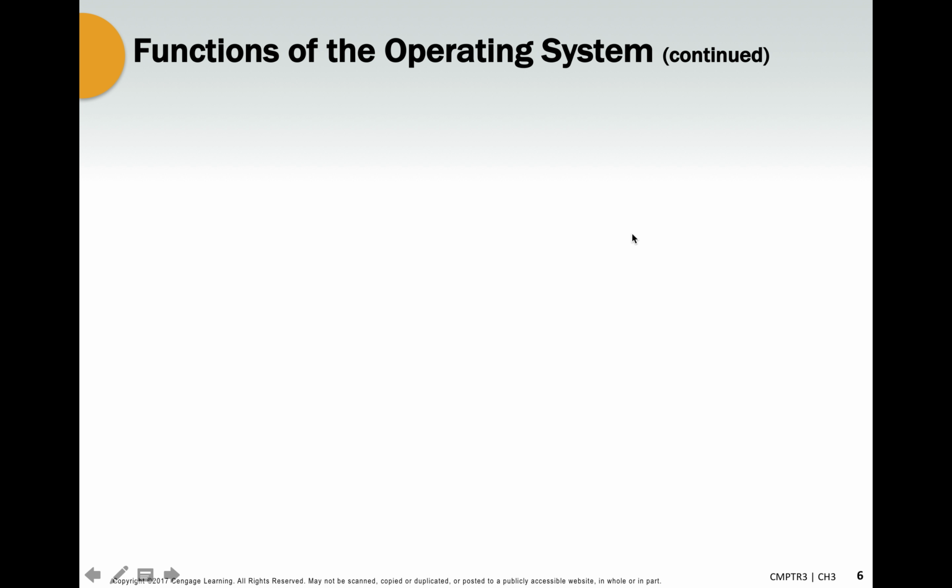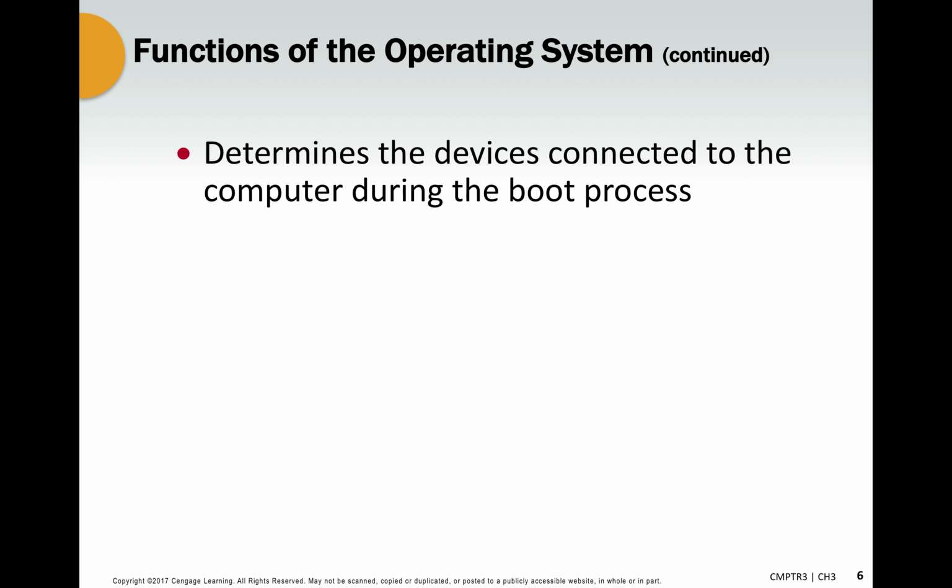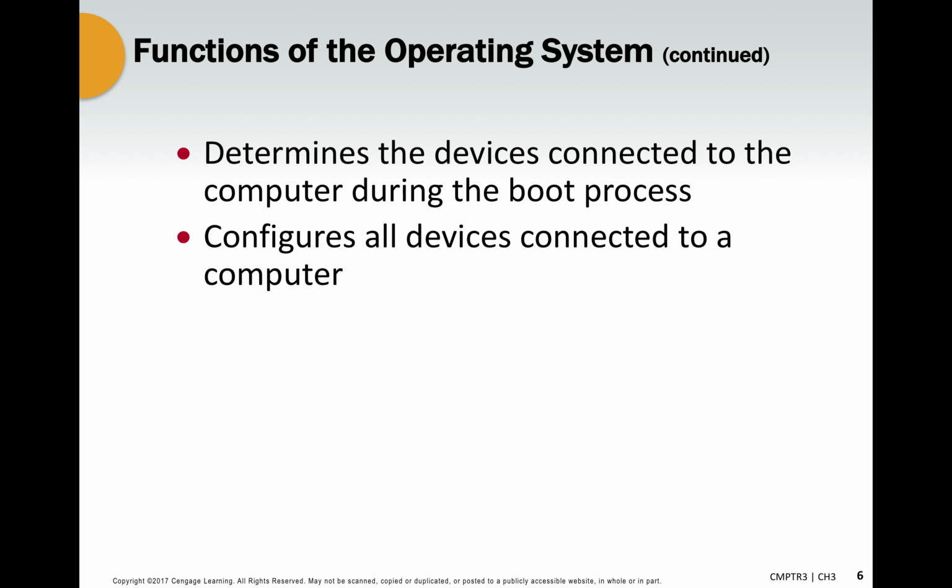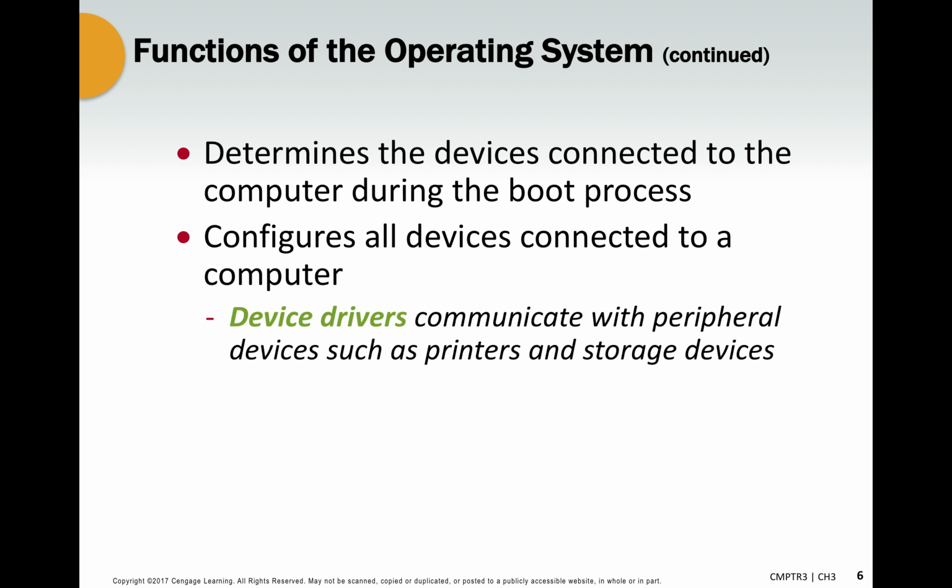So moving on from there are the functions of the operating system. It determines the devices connected to the computer during the boot process. So whenever you're booting your computer up, it goes through that process of checking what is connected. Like if you ever had a desktop and the keyboard or the mouse wasn't connected, it would determine that in the boot up process and it'll probably give you an error message. It also configures all devices connected to the computer, so it goes through that configuration.